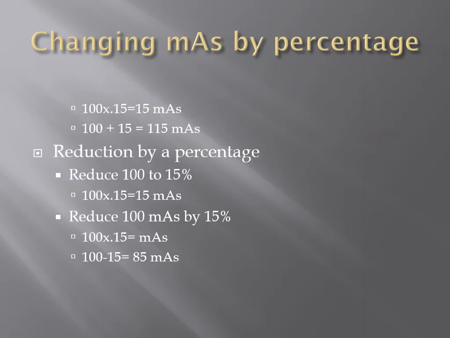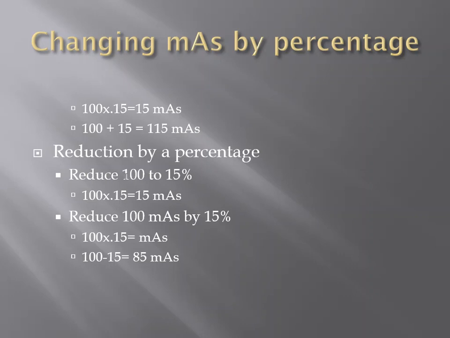So just mathematically running through those things that we just looked at, 100 times 0.15 would be 15 mass. You add the original value of 100 back in. So you got 100 mass, original mass plus 15 mass, you have 115 mass. And reduction by percentage is just the opposite of that.